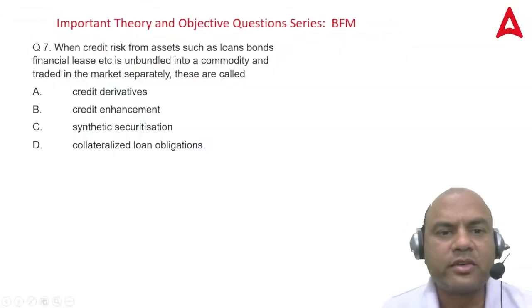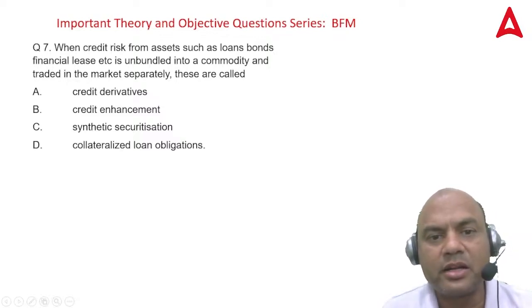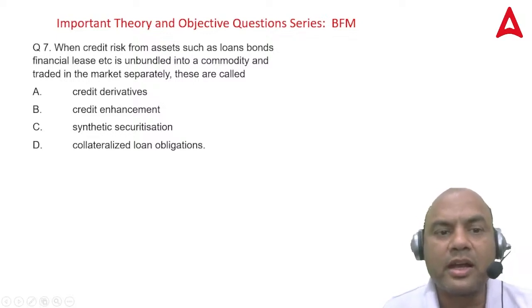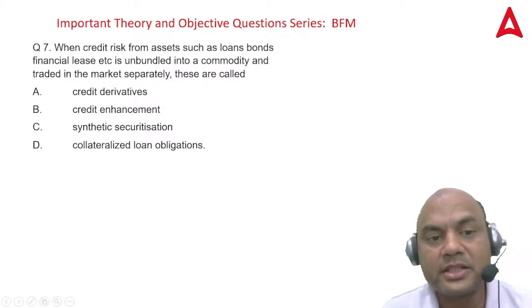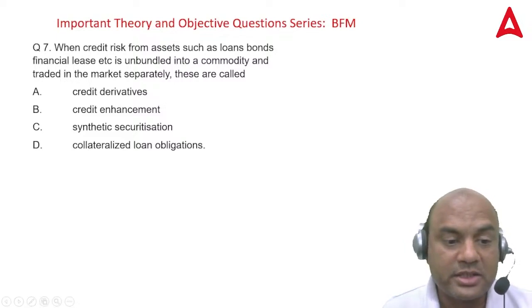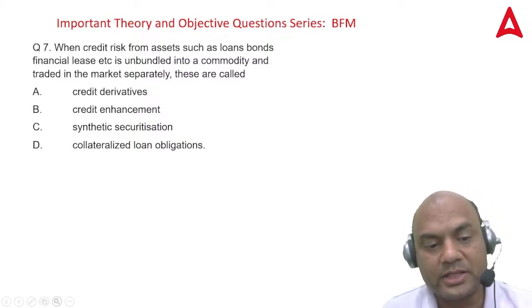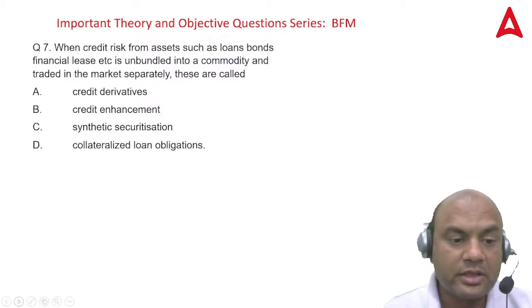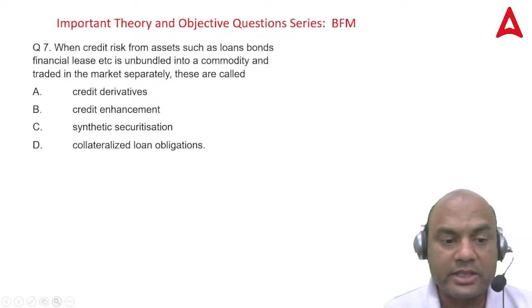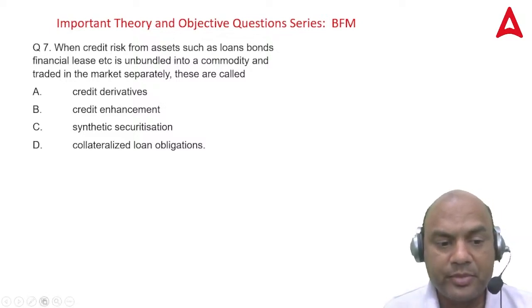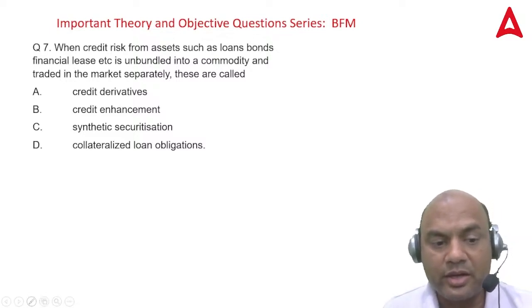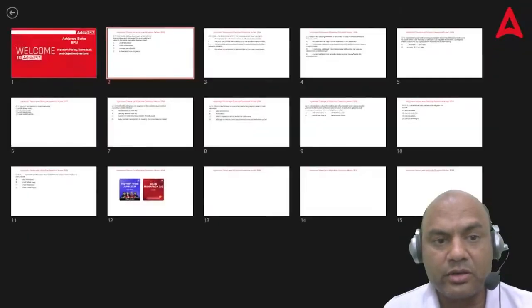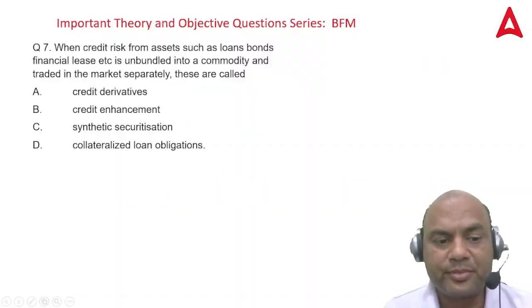When a credit risk from assets such as loans, bonds, financial lease, etc. is unbundled into commodity and traded in the market separately, these are called as. Now look at this. These type of questions come to you in exam. When these come to you in exam, it's very difficult. Now think over it. What do you think is the answer?